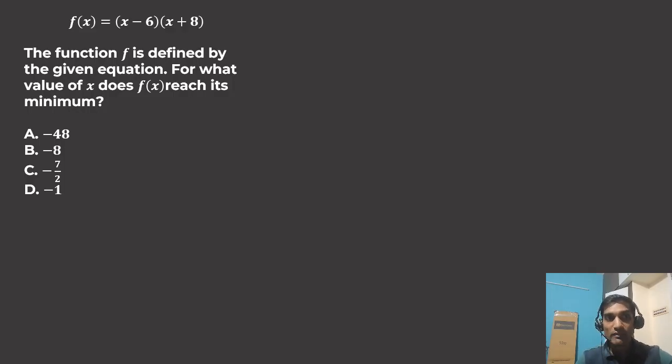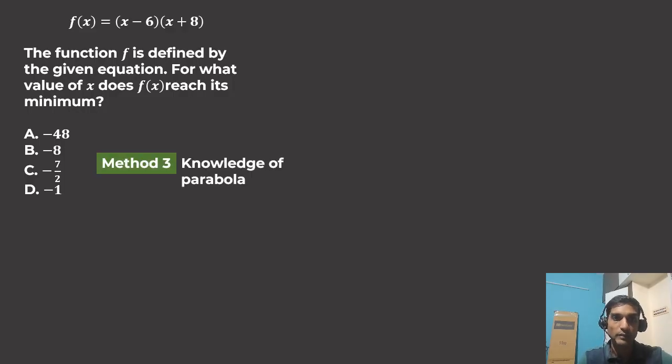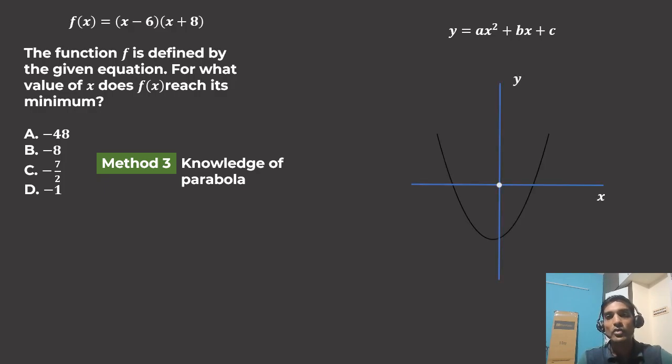How do I go about doing this? Let us derive it in the next few minutes. So method 3 is having the knowledge of parabolas without using Desmos. So I have y is equal to ax square plus bx plus c. Whenever I have it, I have a parabola. The parabola may open upwards or downwards depending upon the sign of a. If a is positive, the parabola will open upwards. If a is negative, the parabola will open downwards. So I have an upward opening parabola here because the coefficient of x square is 1, which is positive.